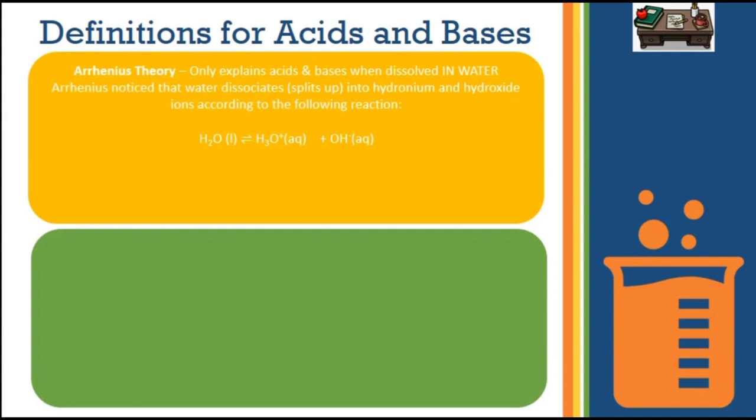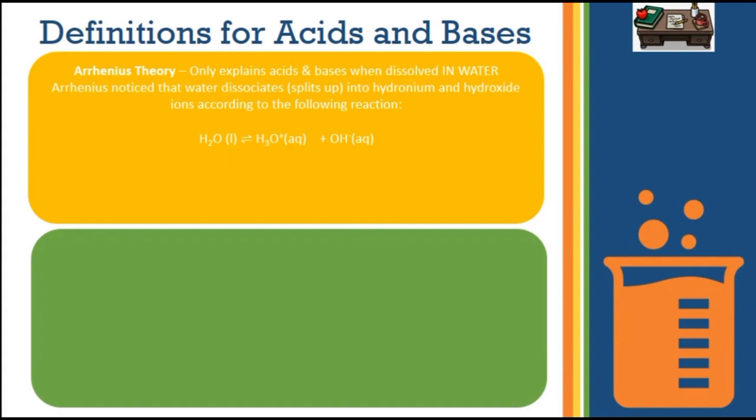There you see it on the screen. Arrhenius' theory explains acids and bases when dissolved in water. He noticed that water splits up, or dissociates, into hydronium. Now that's like a hydrogen ion, but it's H3O plus. You probably remember that from grade 10. Hydronium and hydroxide ions according to the following reaction.